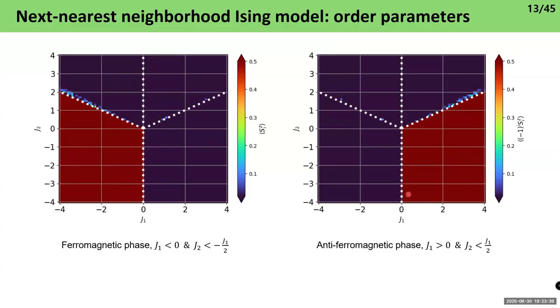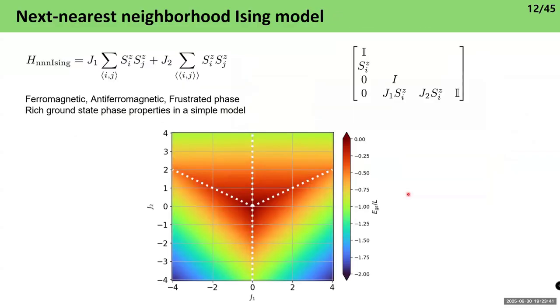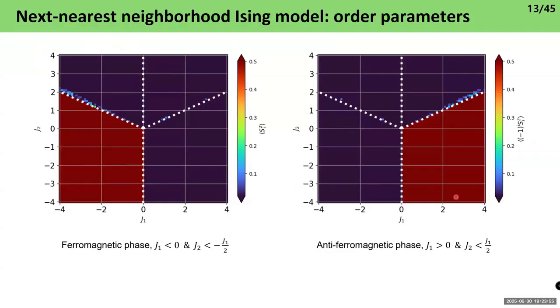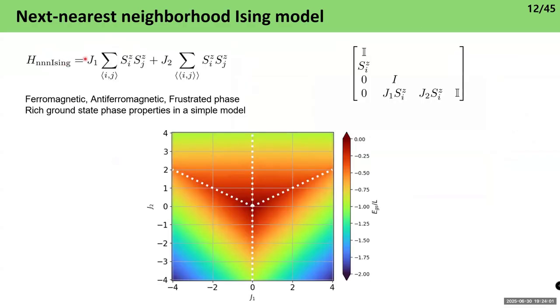And it's pretty much obvious because if J1 is above 0, then the ground state of this Hamiltonian will be the antiferromagnetic state, the state with alternating spins +1 and -1. So that's for this phase. If J1 is negative, then the ground state of this given Hamiltonian has to be a ferromagnetic order, with spins all aligned in the same direction.